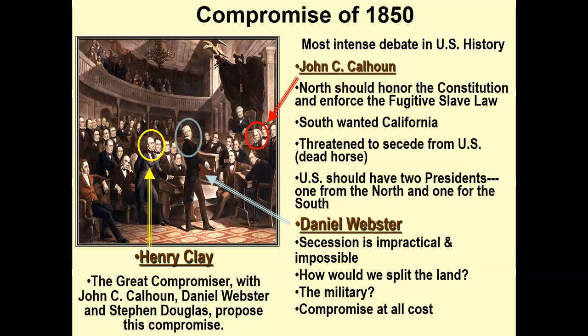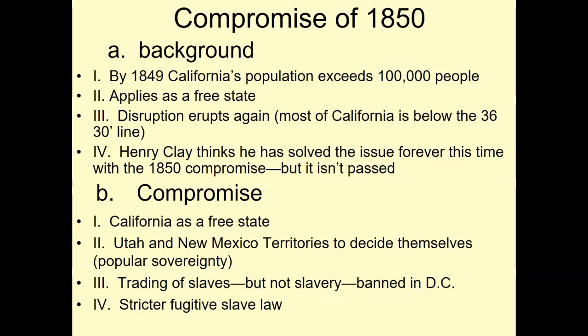And had Clay failed, the Civil War may have started in 1850. And of course, it may have turned out different. But Clay is going to try to tack about 4 or 5 things together. And when he does, he will preserve the Union at least for another 10 years before the Civil War begins. Okay? All right.